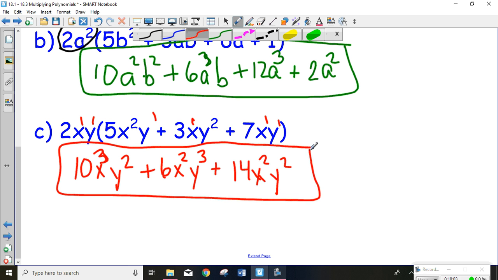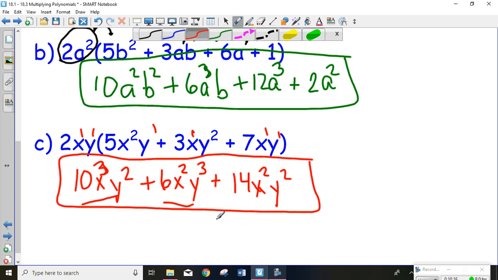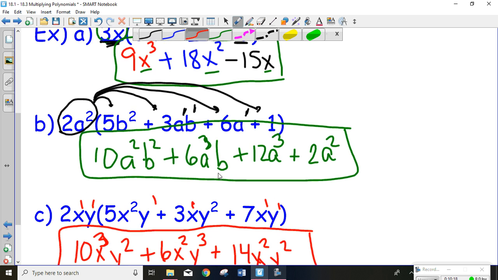Some people might think these first two terms you might be able to combine together, but look at them: x cubed, x squared, and y squared, y cubed. The numbers are flipped, and therefore I'm not allowed to combine them together. The variables would have to be exactly the same to be able to combine them together.